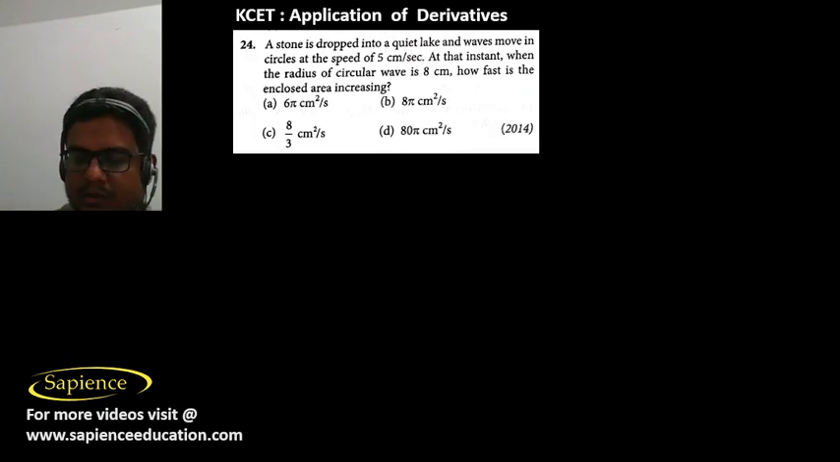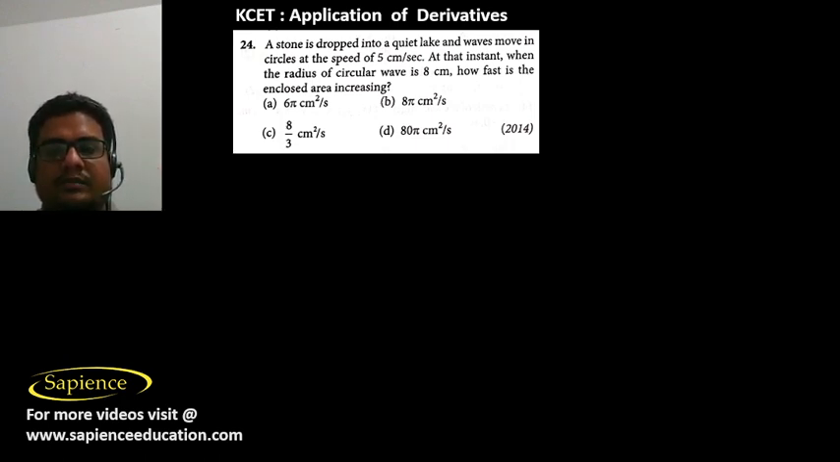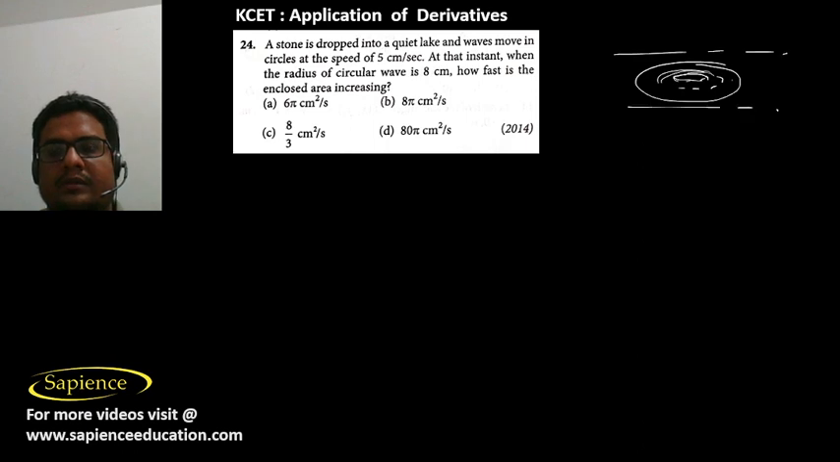Question number 24. A stone is dropped into a quiet lake. Waves are formed that move outwards in circles at the speed of 5 centimeter per second. At the instant when the radius of the circular wave is 8 centimeter, how fast is the enclosed area increasing?